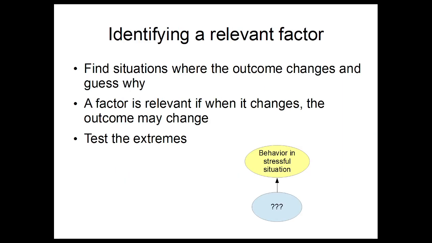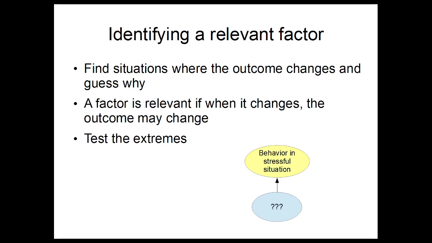Now, to talk about how you would actually identify a relevant factor, what you would have to do is find situations where the outcome changes and then try and guess why it changes. So if you're trying to investigate something meaningful, it's not always going to be the same. So you'll have some examples of where it's not the same, and then you want to try and explain, okay, why didn't I get the same thing here?